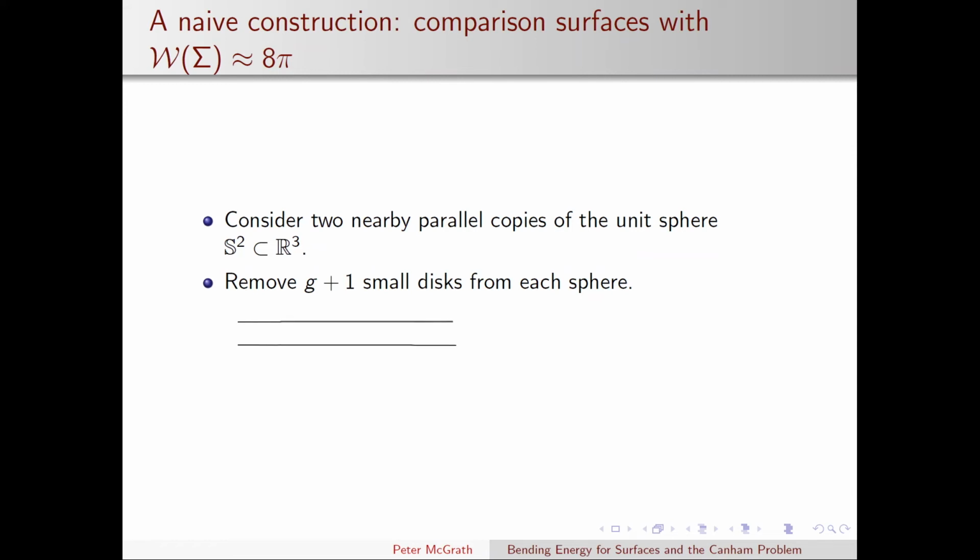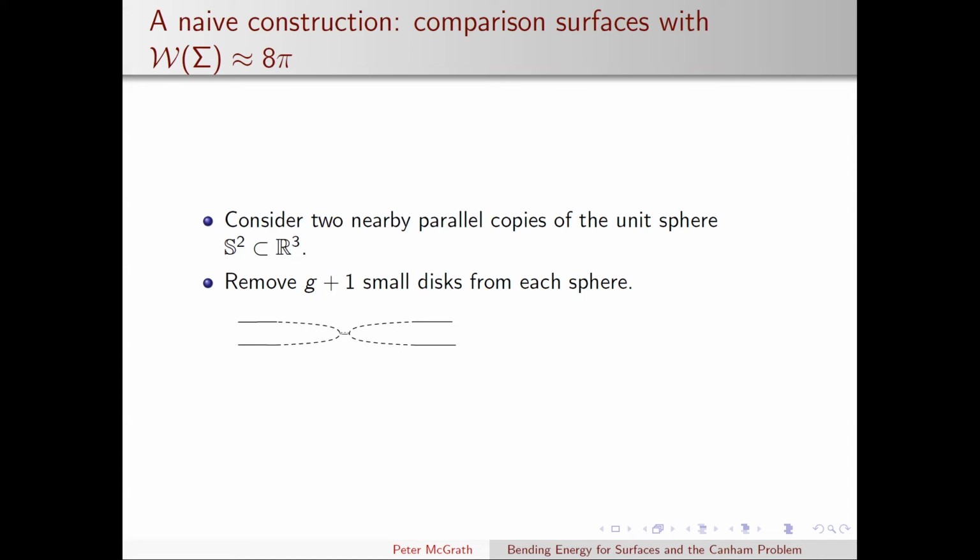So the idea is you want to take basically these 2 copies of a sphere, which here I've drawn as 2 lines, cut out G+1 pairs of disks, and then for each pair of disks, glue in a topological annulus, so that at the end of the day, after you do this G+1 times, you have now a surface of genus G.